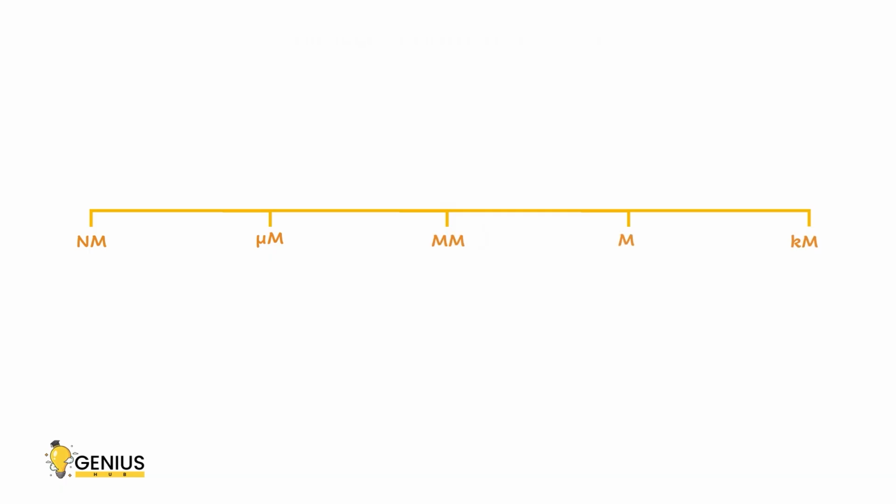and kilometers. Each unit is 1,000 times larger or smaller than its neighboring unit. For instance, a kilometer is 1,000 times larger than a meter, while a nanometer is 1,000 times smaller than a micrometer. Converting between these units can be tricky, so let's take an example, converting 6 millimeters into other units.